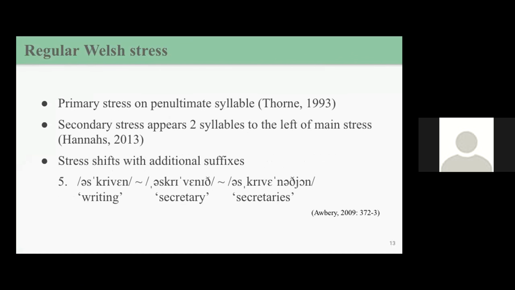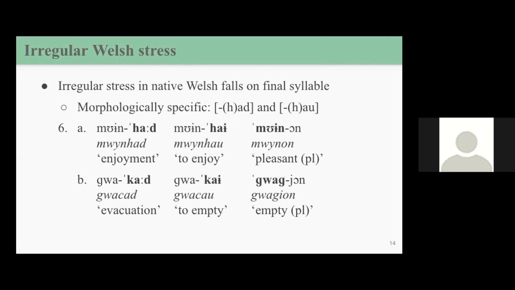In Welsh, we have regular stress, which is on the penultimate syllable, and secondary stress will appear 2 syllables to the left, and stress shifts with each additional suffix. However, you do have quite a few instances of irregular stress, and if it's in native words, it always falls on the final syllable, and it's almost always morphologically specific. So, for instance, these 2 suffixes, which are derivational suffixes, always have final stress, but if you put a different morpheme onto the same root, you'll get a different stress pattern.